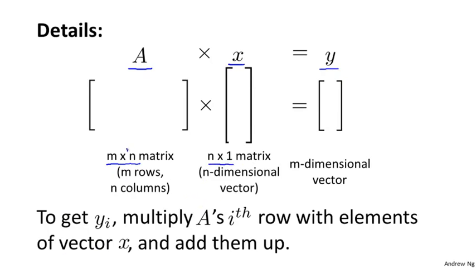It turns out this n here has to match this n here. In other words, the number of columns in this matrix, there are going to be n columns, has to match the number of rows here. It has to match the dimension of this vector. And the result of this product is going to be an m-dimensional vector y. Okay, so in other words, the number of rows in y, m, is going to be equal to the number of rows in this matrix A.